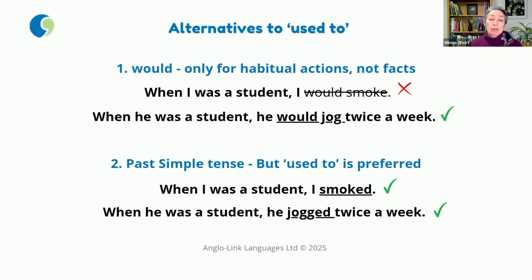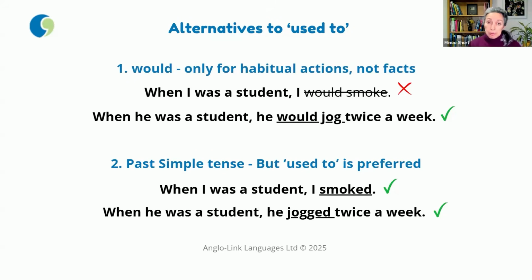One is the modal verb would. Now, would can only be used for habitual actions, not for facts. So we can't say, when I was a student, I would smoke. That doesn't work. But we can say, when he was a student, he would jog twice a week. A habitual action, that's fine.